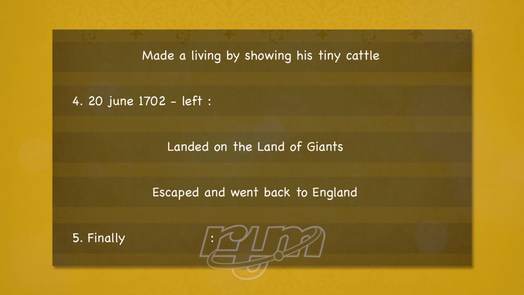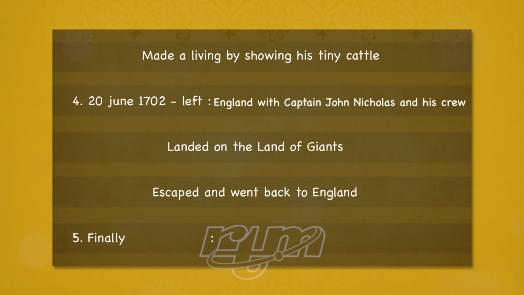Number 4. Okay, this is a tough one. What happened on the 20th of June, 1702? That's 1 year after he returned to England. Remember? After 1 year, he was starting to get very bored. That's right, he left England with Captain John Nicholas and his crew.